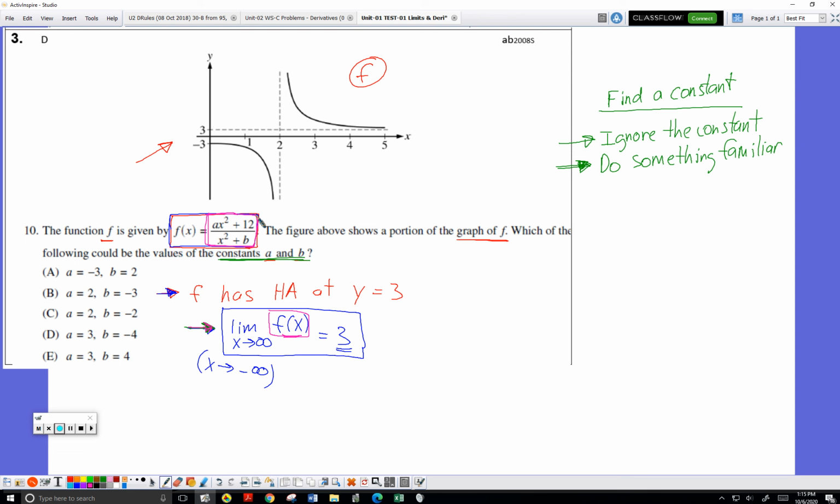So I write down the limit as x approaches infinity of (ax squared plus 12) divided by (x squared plus b) must equal 3. Okay, who knew that, had their hand raised before I said it? Show me. 2 points, okay.